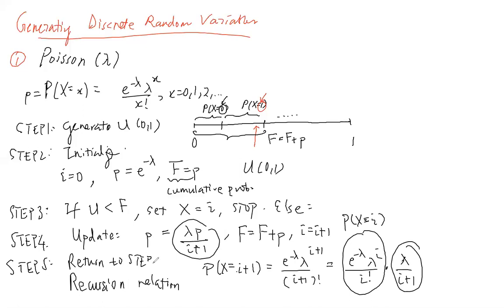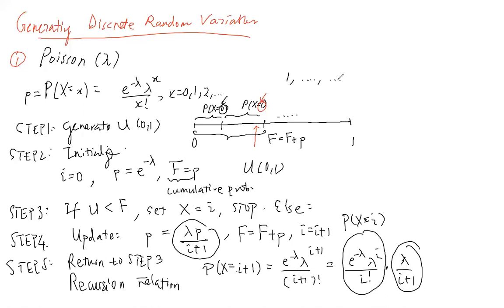You do the check again. Once you have done the updating, you check again. So now when you do the checking, you will find that in this case it will be true. Then you set your x equal to 1, and then you stop, and then you go back to step 1. So the first value that you generated is 1, and then so on and so forth.